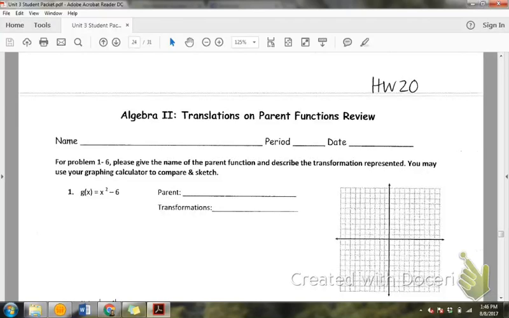So the first one, if this is x squared, the parent graph looks like what? F of x equals x squared, okay? That's what the parent graph would look like. And I heard you say what? Quadratic. It's a quadratic. What does the quadratic graph look like? It's a parabola, okay? So here's what I need you to do on all of these.